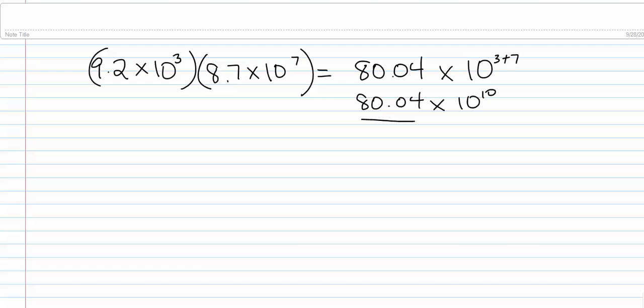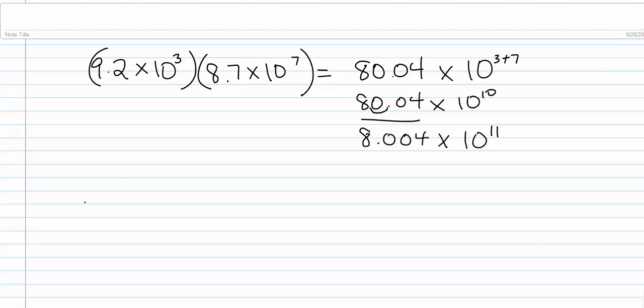I noticed something with this number right here, though. That is not a number between 1 and 10, and scientific notation requires your number out in front to be between 1 and 10. So what I'm going to need to do is move the decimal one place to the left in order to make it a number between 1 and 10. So my 80 just got smaller. And if this number gets smaller, in order to get back to the original, my power is going to have to get bigger. Otherwise, I would never get back to what I originally would have had. So 8.004 times 10 to the 11th is the same as 80.04 times 10 to the 10th.